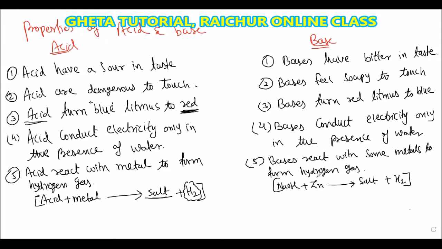So only some bases react with some metals, like zinc. Zinc comes under the some metals. Not all the bases react with the metals to form hydrogen gas. The reaction will take place, but the condition is that hydrogen gas will not be produced. Hydrogen gas will be produced only with some metals. Which is the some metal in that?